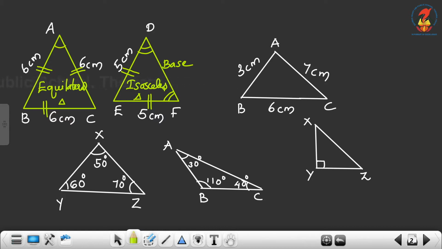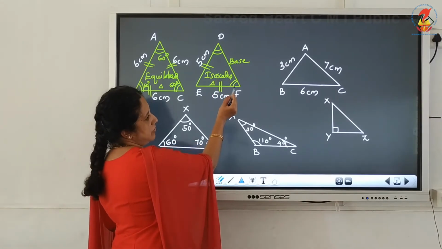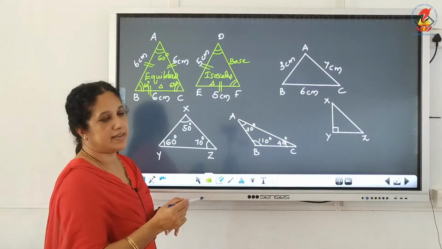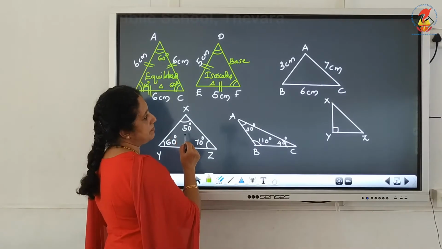Here you can see that in the case of equilateral triangle, all the three angles are of same measure. And what is the measure? Each angle is equal to 60 degree. So whatever be the length of the sides, the angle measure for the equilateral triangle will be equal to 60 degree. But in the case of isosceles triangle, only two angles are equal and two sides are also of the same length. And these angles are opposite to the equal sides.